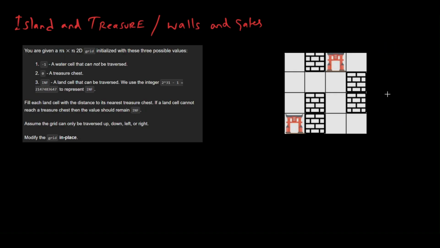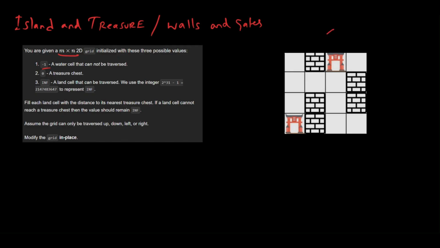We'll see how things go. Right, you are given an m by n 2D array grid initialized with three possible values. Let's see what those values are. They have given that -1 is nothing but water that cannot be traversed.